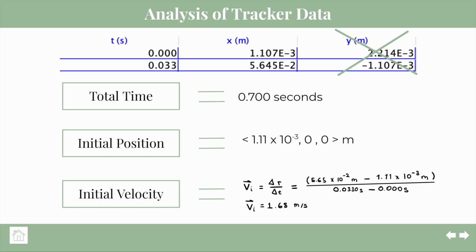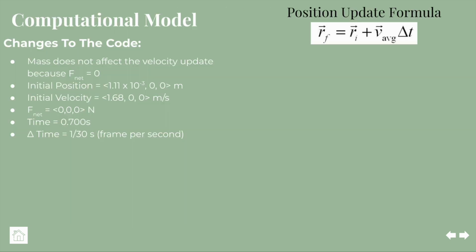The initial position can be seen in the first row, where we have the x component at t equals 0, and our initial velocity can be found by change in displacement over change in time. We can use this equation because the time step is relatively small, between 0 to 0.033, and that can give us a good estimate of what the initial velocity would have been. So now that we have our initial conditions, we can change the code.